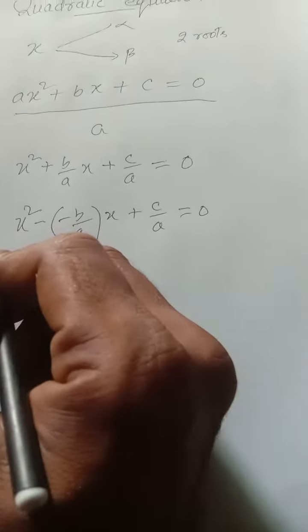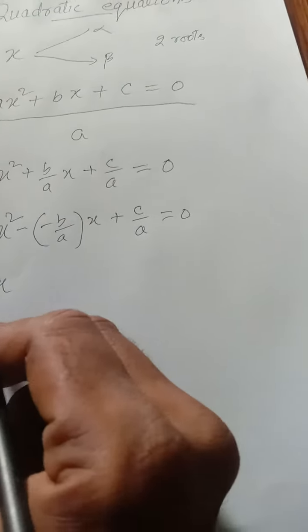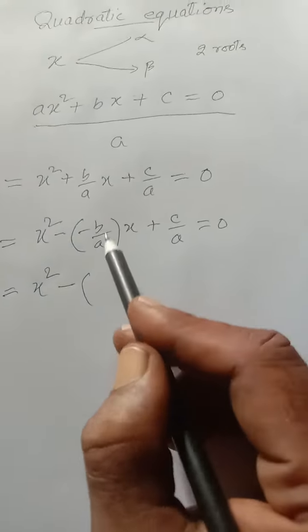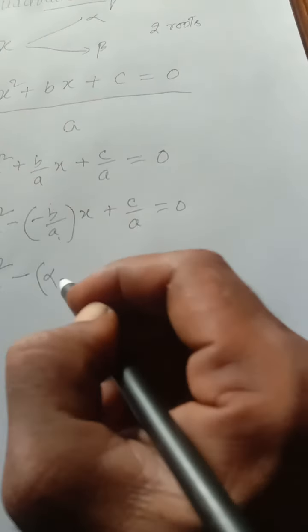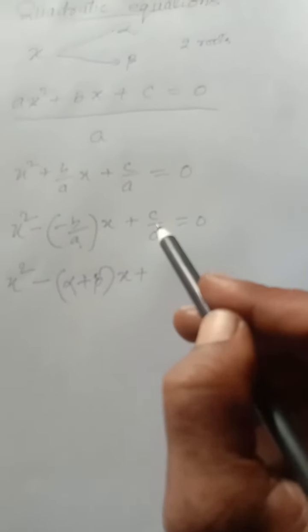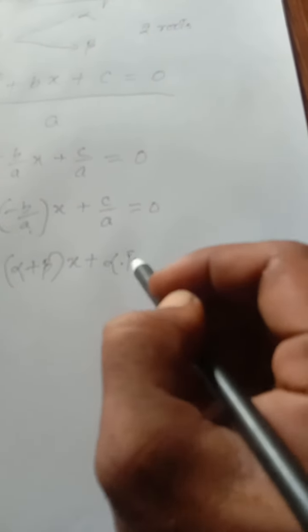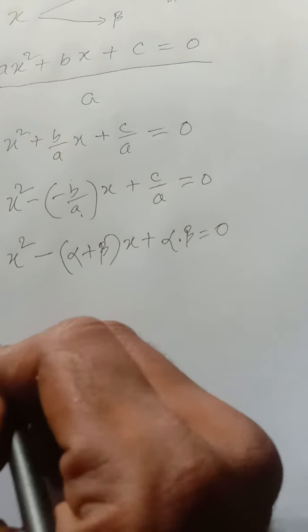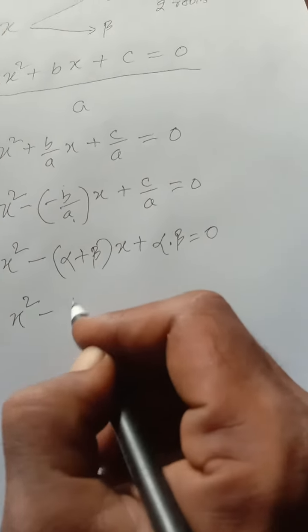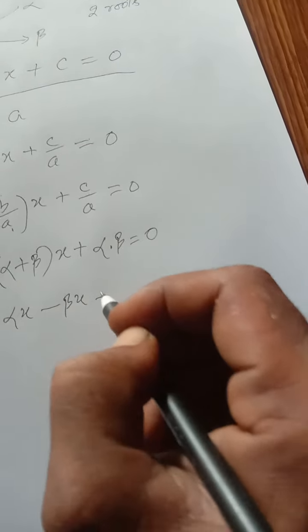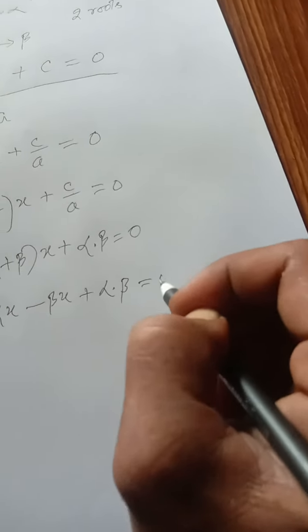Further, you can just keep the symbol here: x square minus, you know, minus b by a is the sum of roots alpha plus beta, into x plus c by a is the product of roots alpha into beta, is equal to 0. Now open this bracket, you will find x square minus alpha x minus beta x plus alpha into beta is equal to 0.